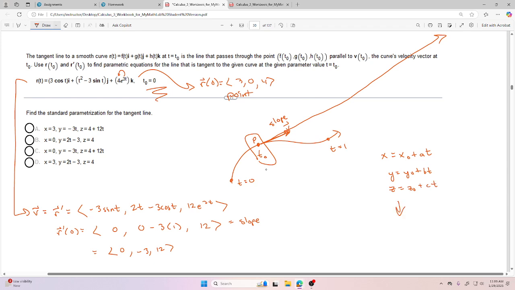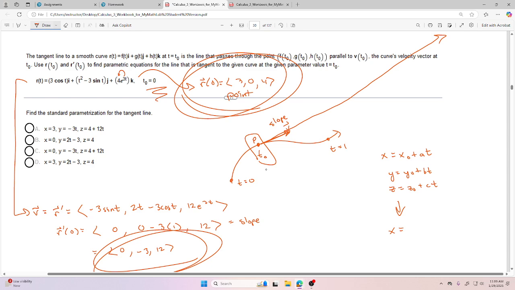Okay, so let's get the answers then. So my x would then be equal to? Here's my two important numbers there. So it starts with a 3 plus 0t. Very good. I got y is equal to 0 plus t. Perfect. Z is equal to plus t. Good. Yep. Exactly.